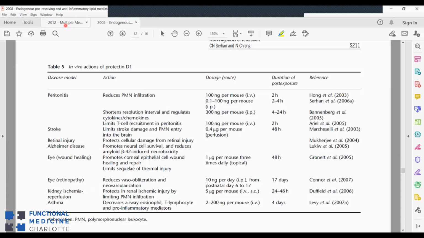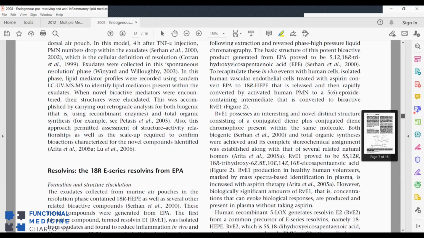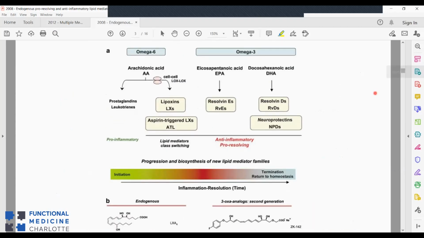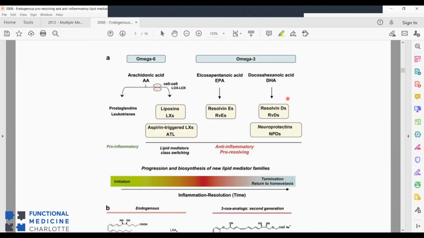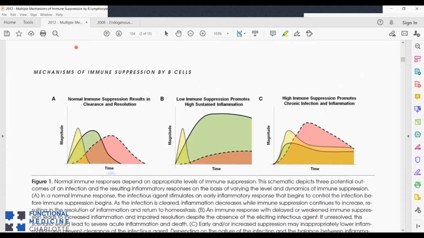So again, wrapping it up, we want to have optimal levels of omega-3 fatty acids so that we have optimal levels of pro-resolving mediators, and we can have optimal anti-inflammatory response and resolution of inflammation so that we can be an A over here and not a B or a C. Let's open it up for questions.